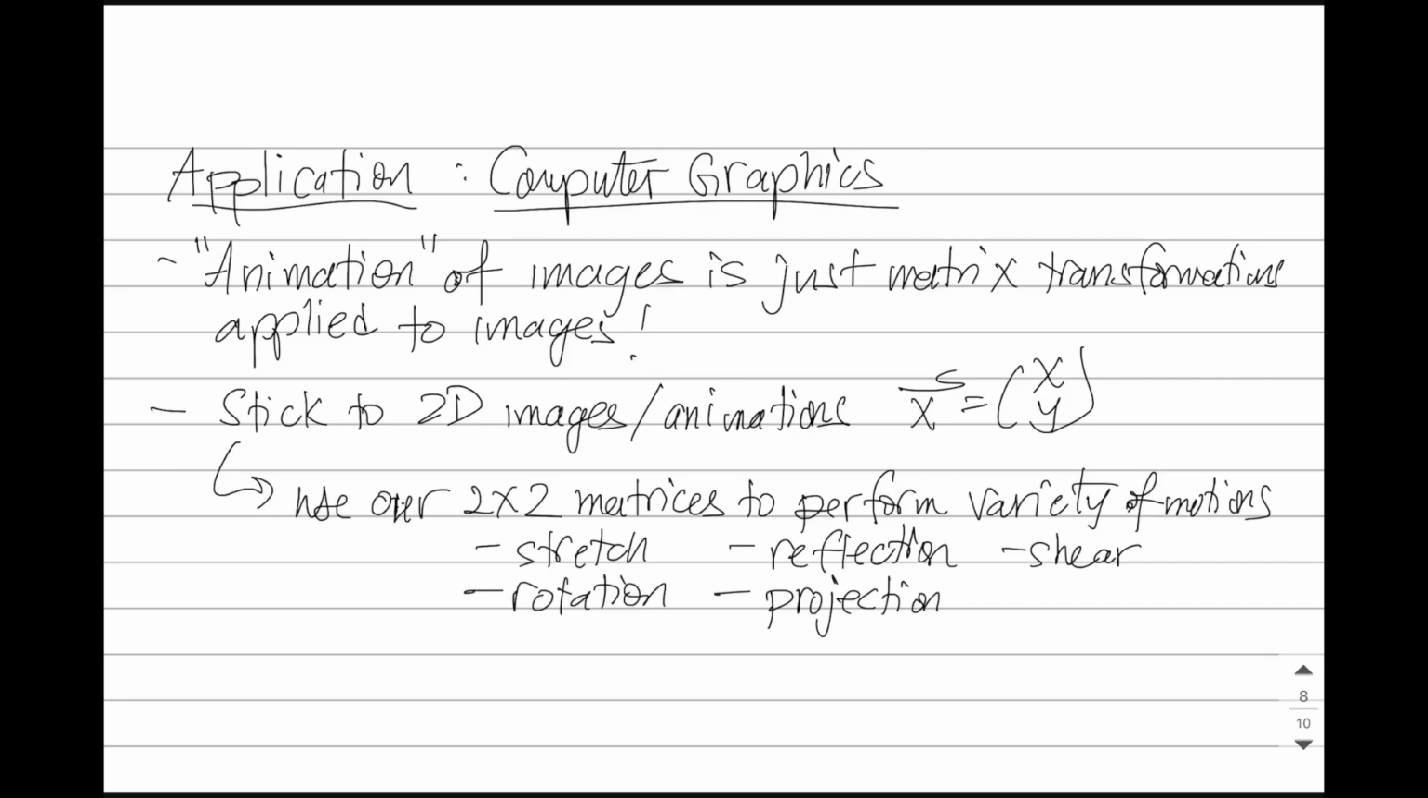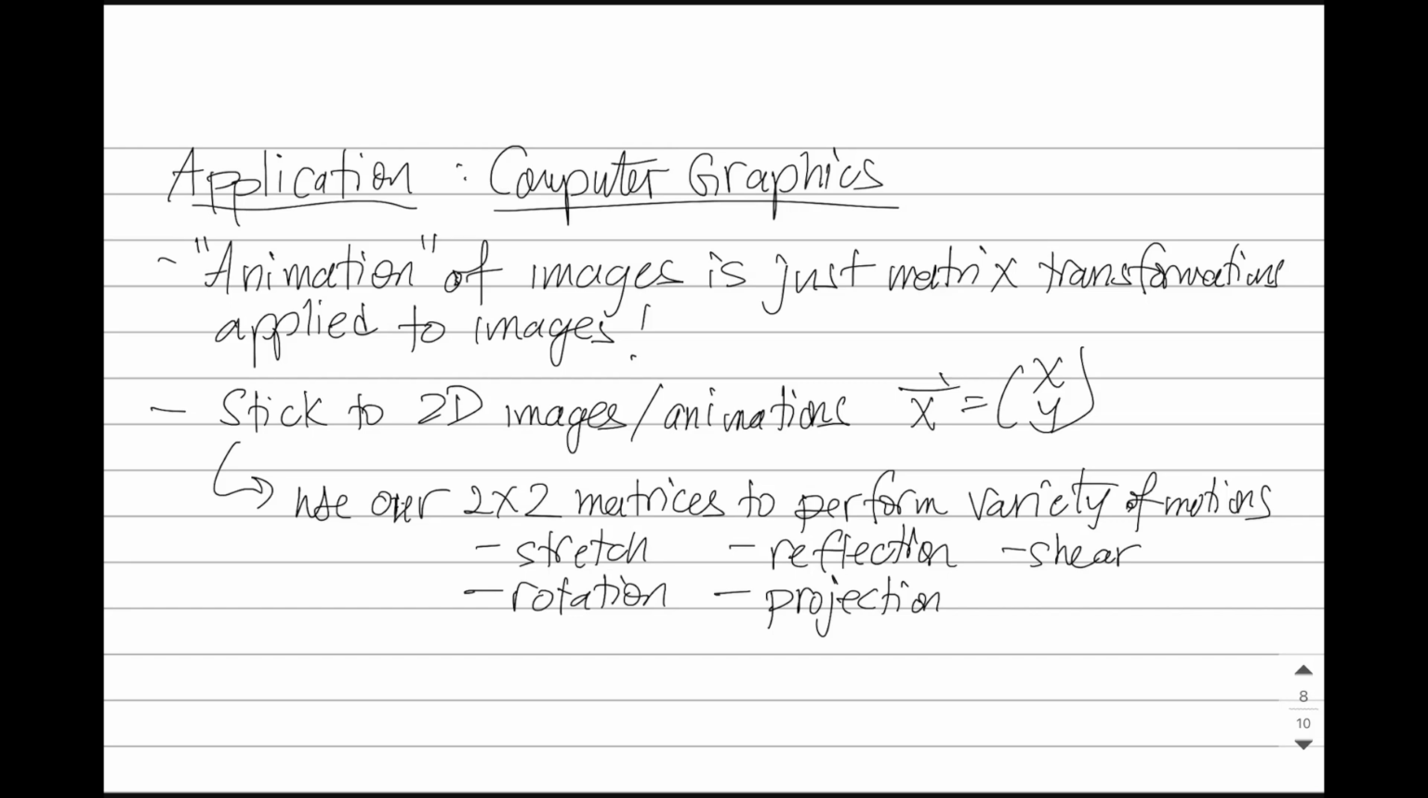A wonderful application of these geometric transformations is computer graphics and computer animation. What we think of as animation is really just a bunch of matrix transformations applied to images. It's just a bunch of high-speed linear algebra being done. For illustration purposes, just to get the basics across, we're going to stick to two-dimensional vectors, with two components, x and y.